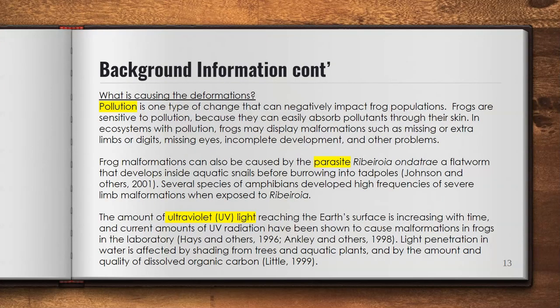Okay, so what's doing this? So there's 3 main things that could do this. So pollution could be causing these deformities, all right, because they're absorbing things through their skin. A parasite, there's a parasite that could be burrowing into the tadpole during development, which could be causing some of these deformities, or it could be the amount of ultraviolet light that the frogs are exposed to during development. So those are the 3 possibilities. You're going to be designing an experiment choosing one of those things.